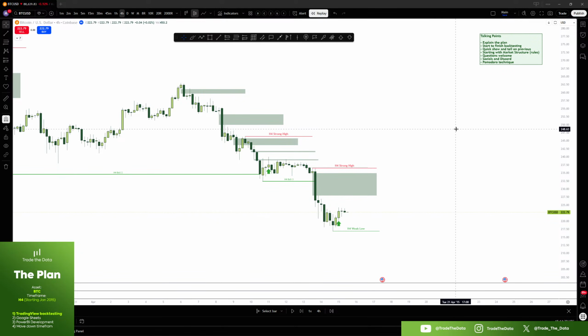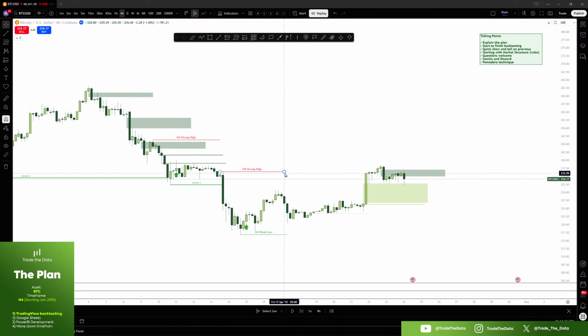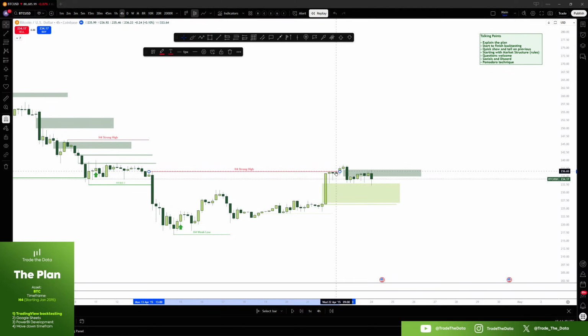Oh, let's go. Into the fair value gap. Oh, I think we broke. That's cool. Yeah, that candle there would have broke, even if we'd moved it up further. Cool. So we're now looking for longs.